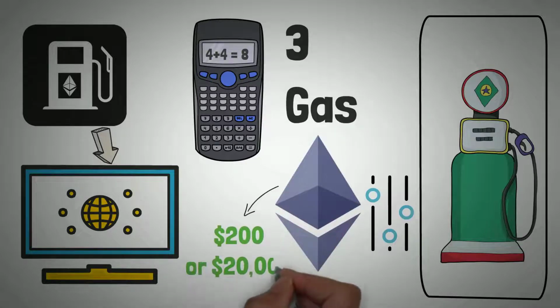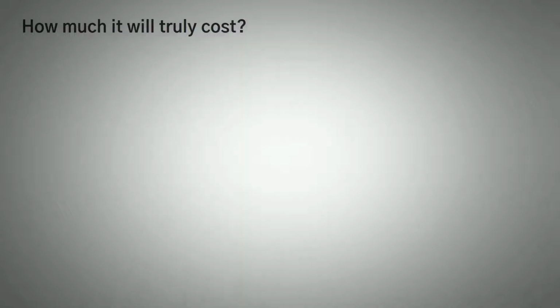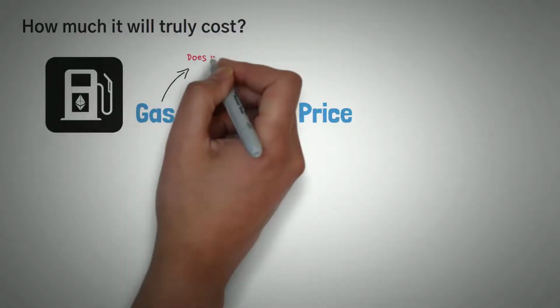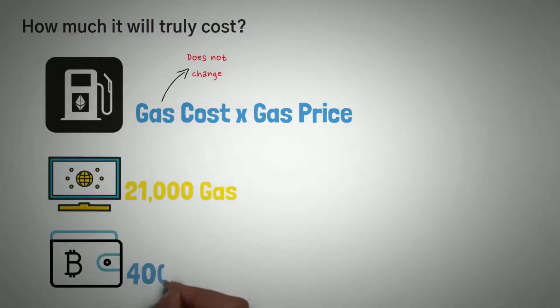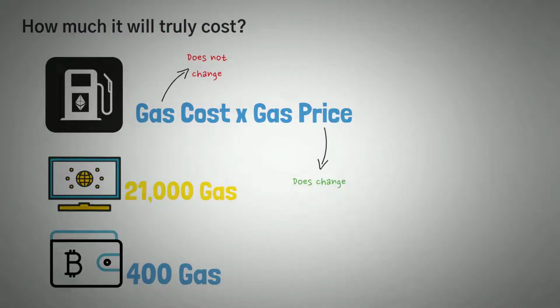However, one thing we do have to do is convert the amount of gas to the cost of gas. So to find out how much it will truly cost, we need to multiply gas cost by the gas price. The gas cost of things doesn't change. It's always 21,000 gas for a transaction or 400 gas to check a balance. But the price of 1 gas does change. And this is where something weird called gwei comes in.